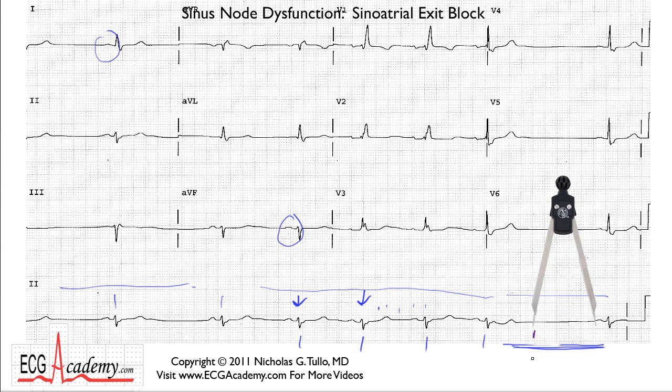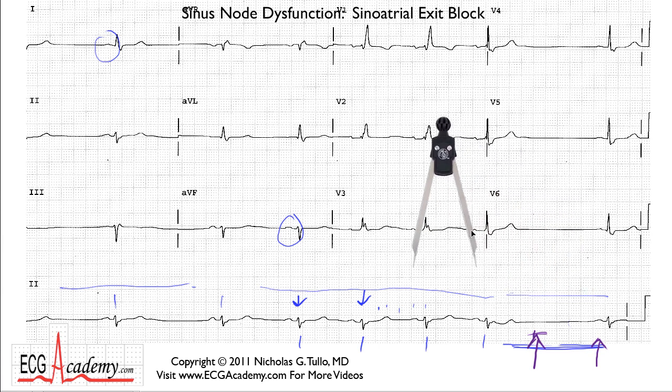So what that tells you is that the sinus node did indeed fire right at this location, but the signal never got out to the atrium, so the P wave is missing. But then the next time the sinus node fires, that signal gets out to the atrial myocardium, and you do have a P wave that occurs on time. So this is an indication that you have SA exit block going on. There's another way of looking for this.